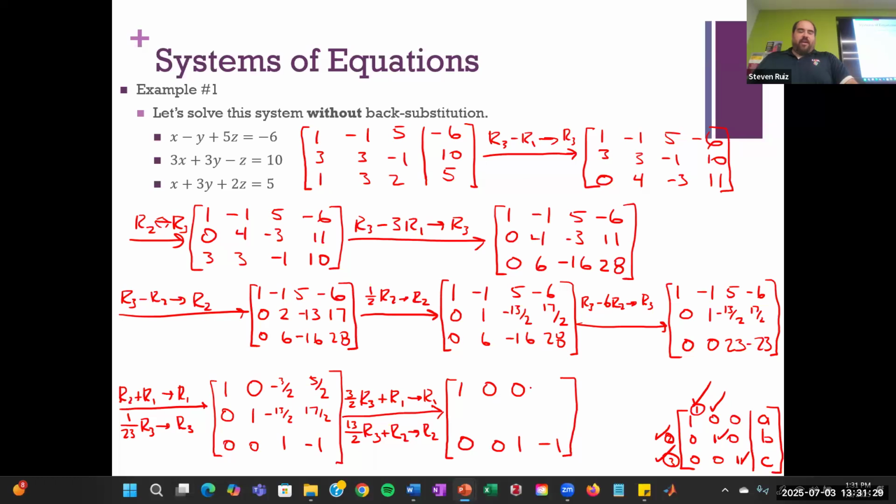All right, 3/2 of negative 1 plus 5/2. I think that's 1. 0, 1. 13/2 minus 13/2 is 0. Negative 13/2 plus 17/2 is 4/2. All right, I think we win. So what's our solution here? 1, 2, negative 1.